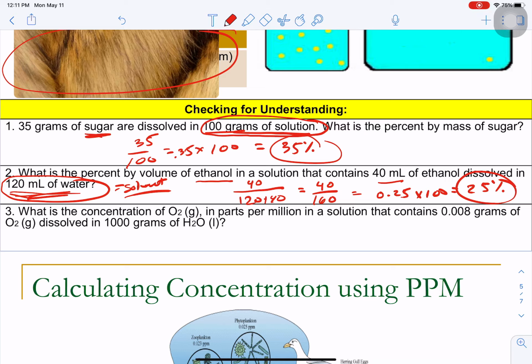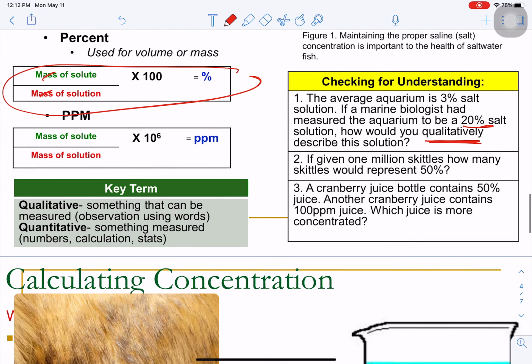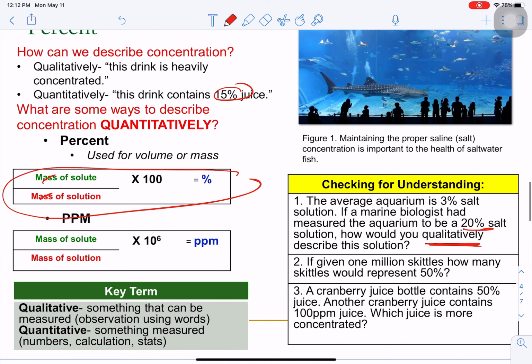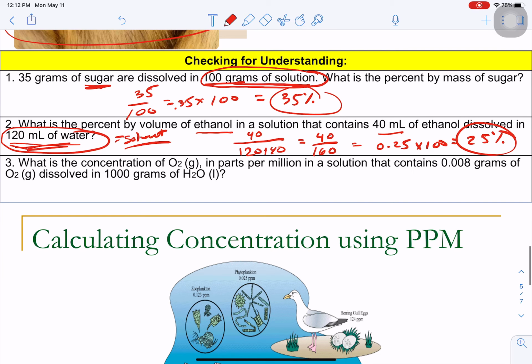Okay? And then the last one, number 3. It says, what is the concentration of O2, that's gas, so O2 gas, in parts per million in a solution that contains 0.008 grams of O2 gas dissolved in 1,000 grams of H2O. So we're just trying to find the concentration. Remember, parts per million, same idea. Mass of the solute over mass of solution, but instead of multiplying by 100, we're multiplying by 10 to the 6th, or a million.